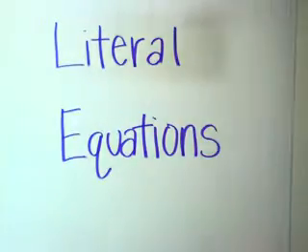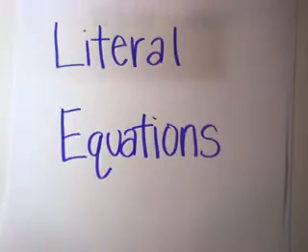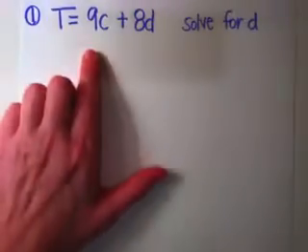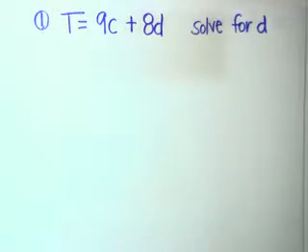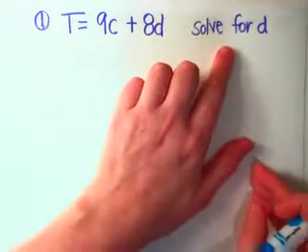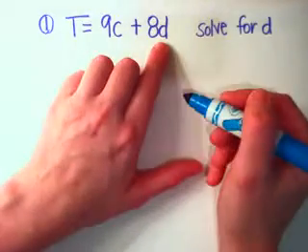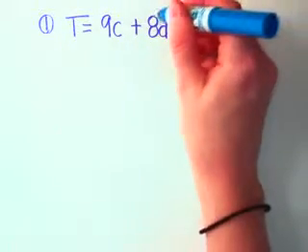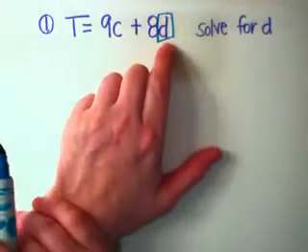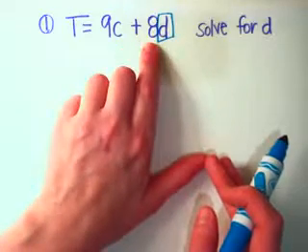In this video lesson, we're going to talk about literal equations, sometimes called solve for a variable. Suppose you have the equation t equals 9c plus 8d, and the directions say to solve for d. What that's telling us is that we want the equation to be in d equals form. So I'm going to put a box around the d. I need to solve for d by getting rid of all of the terms and the coefficients of d.